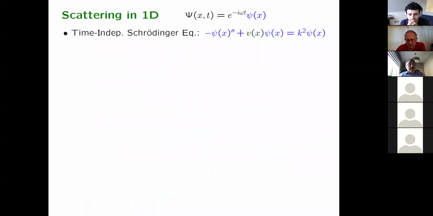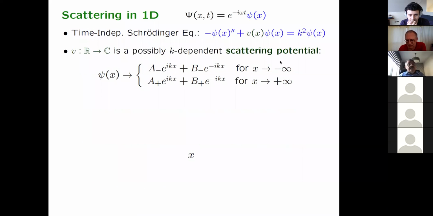Okay, so by scattering in 1 dimension, I mean time-independent scattering theory defined by the time-independent Schrödinger equation, where the potential is a scattering potential. That means it dies quickly enough at infinity so that the general solution of the Schrödinger equation has plane wave asymptotics. And I will also allow this potential to be complex valued and even energy dependent. k is the wave number, k squared is the energy.